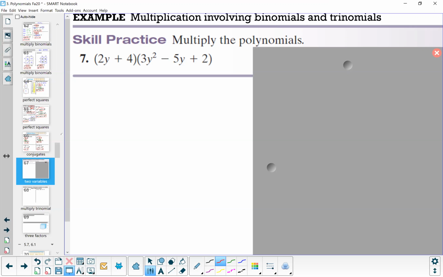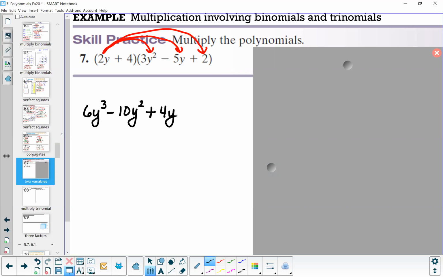So we have 2y that's going to distribute to everything in the second set of parentheses. The 2y distributes to the 3y squared minus 5y plus 2, and I'm going to write that below. We have 2y times 3y squared is 6y cubed. 2y times minus 5y is minus 10y squared. 2y times 2 is plus 4y.